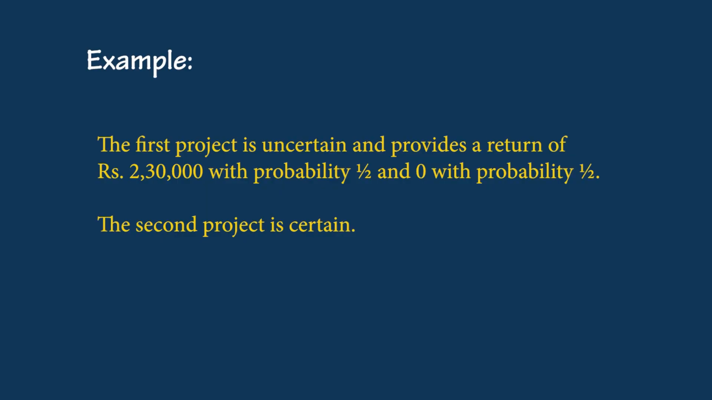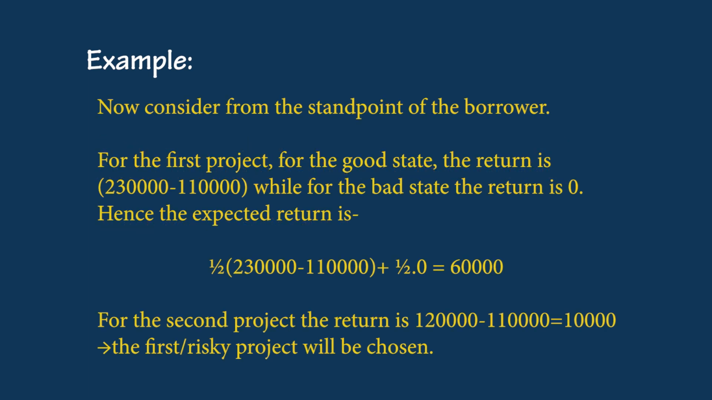So, apparently, the second project seems to be more attractive. However, the nature of the projects is different. The first project is uncertain and provides a return of rupees 2,30,000 with probability half and rupees 0 with probability half. On the other hand, the second project is certain. Now let us consider the expected return from the two projects. For the first project, in case of good state, the return is 2,30,000 minus 1,10,000. While for the bad state, the return is 0. As a result, the expected return will be rupees 60,000.